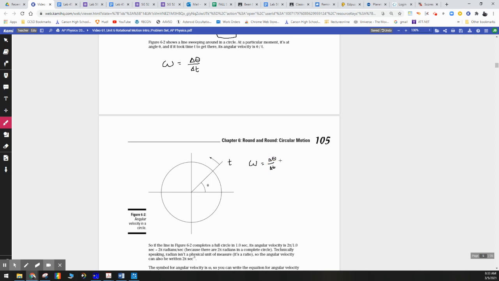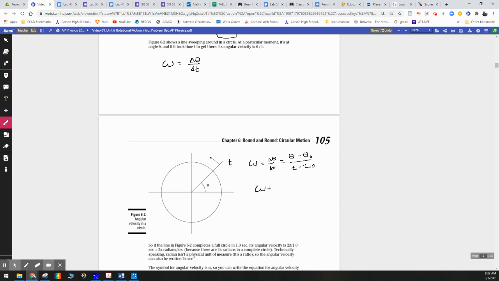Now, what is this if we break it down? It means the final angle minus the initial angle divided by t minus t naught. Now, t naught is usually 0, so it's just t normally, but this is what omega is. All right, so let's take a look at it again.